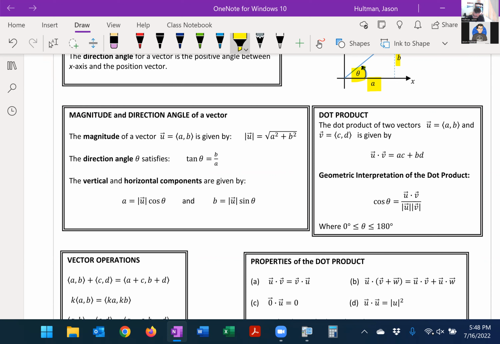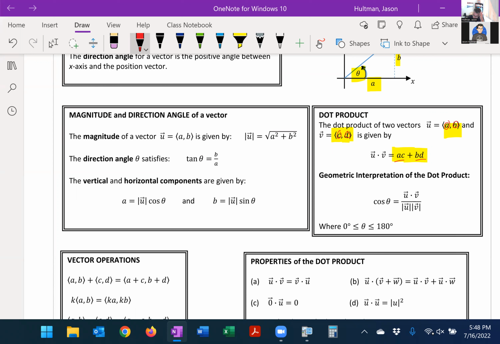The dot product of two vectors, u equals ab and v equals cd, is given by, this is how we kind of multiply vectors together, u dot v, and it takes two vectors and makes a value, which is what we call a scalar. We multiply the x components together, and then add that to the product of the y components. So the product of the x's plus the product of the y's gives me the dot product.